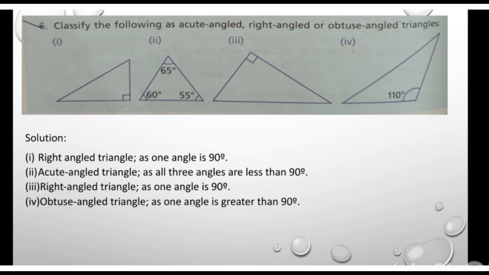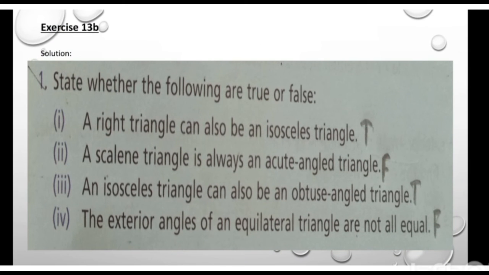Now this is exercise 13b. Question number 1 is, state whether the following are true or false. The first statement is, a right triangle can also be an isosceles triangle. Yes, this is possible. We all know that in an isosceles triangle two sides are equal, and this is possible in the case of a right triangle. So it's true.